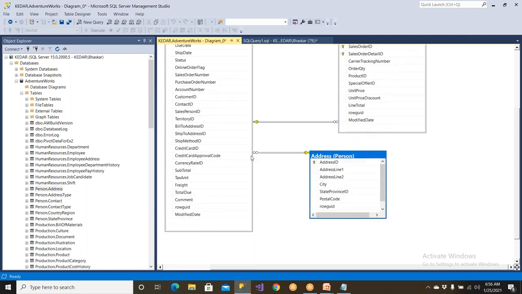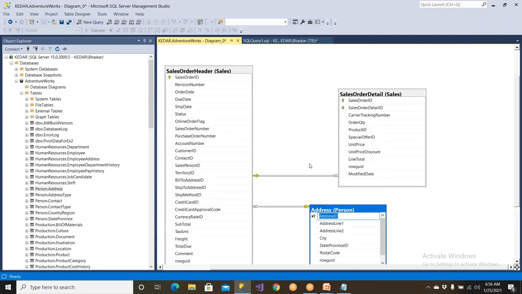It is again joined with this table. So that's it. This primary key in this table is joined with this. Clear? So nobody can tell you. You should be able to know these are the tables and this is how these are connected.